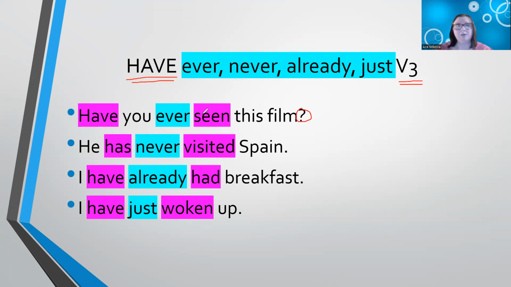In this case, how to ask the question? For example, вы когда-нибудь читали эту книгу? Have you ever read this book? Yeah, you're absolutely right. Вы когда-нибудь катались на коньках? Have you ever skated? Yeah, you're right.